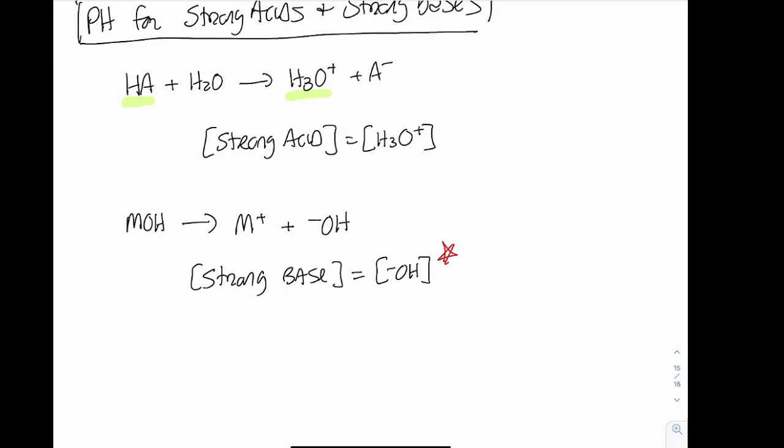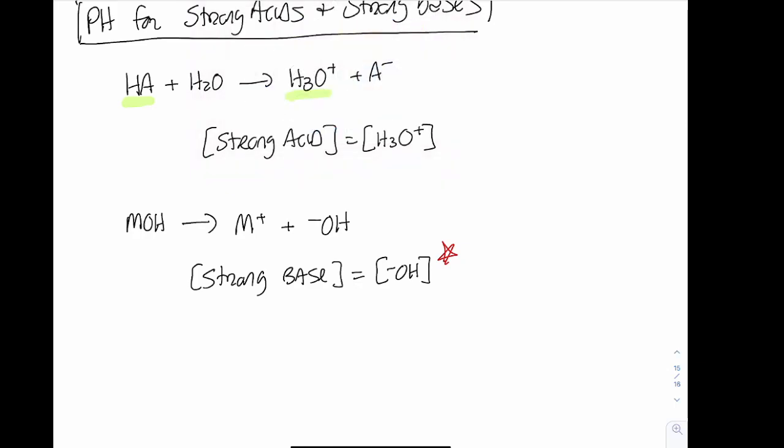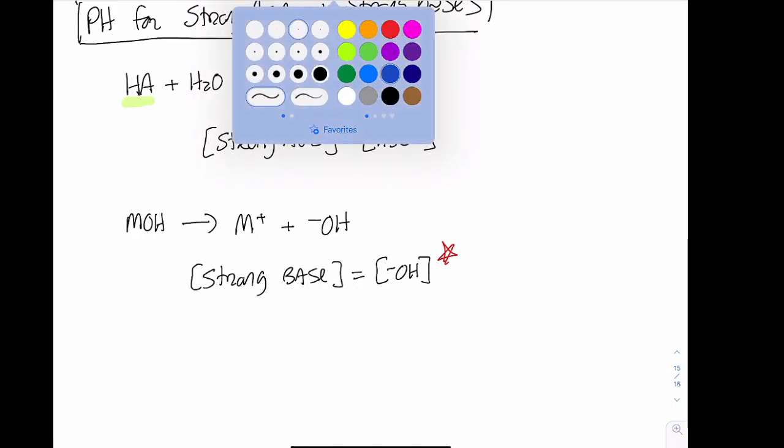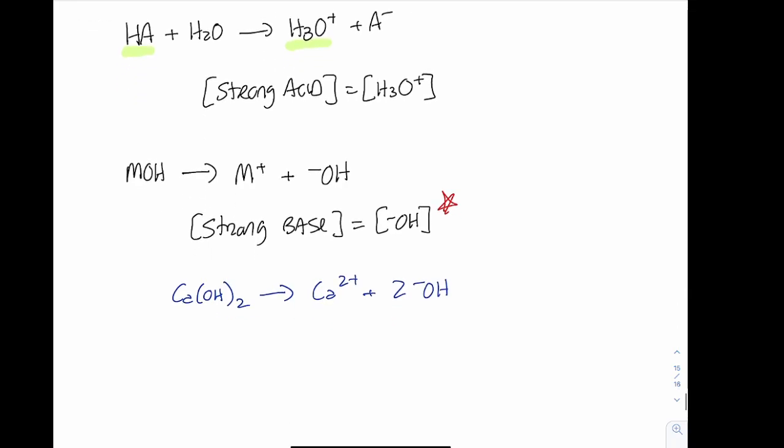Some of my strong bases actually have 2 hydroxides. So watch out for those ones. If I had calcium hydroxide, I actually have 2. So when it dissociates, I end up with calcium with a 2+ charge and 2 hydroxide ions. So what that means for us is, if I had 0.20 molar calcium hydroxide, I actually have 0.40 molar hydroxide ions.